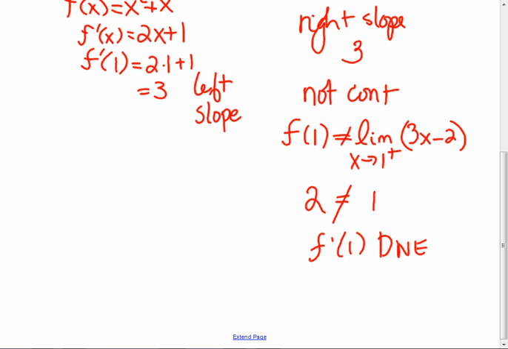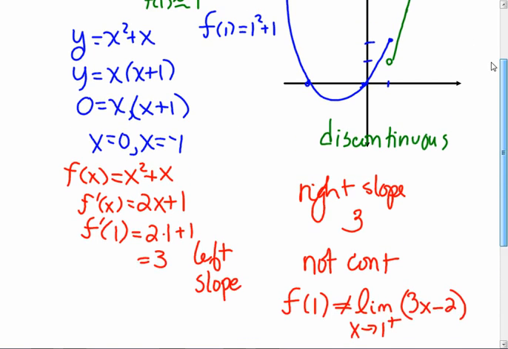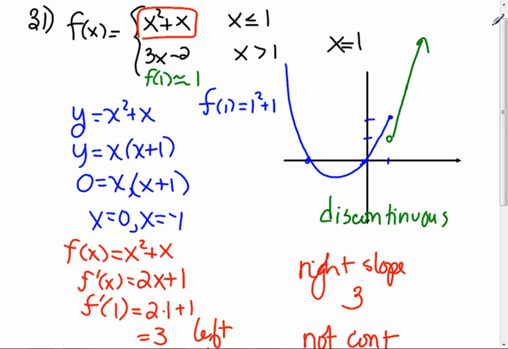Function must be continuous for a derivative to exist. Be careful, it doesn't work the other way around. So the graph helped me see that. So tomorrow we're going to talk about where can you find derivatives, where can't you? And we'll summarize it. Are there other questions or is that it?